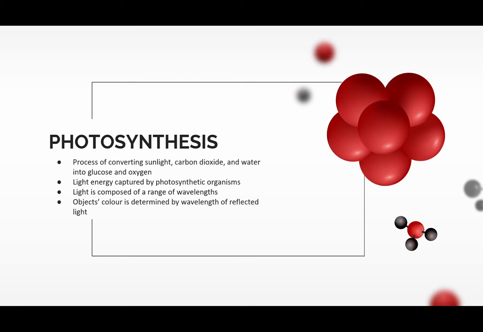And the object's color is also determined by the wavelength which is reflected by the light. So as you know, black color absorbs light and white color reflects light. And in the case of chloroplasts, for example, chlorophyll absorbs red and blue and reflects green.